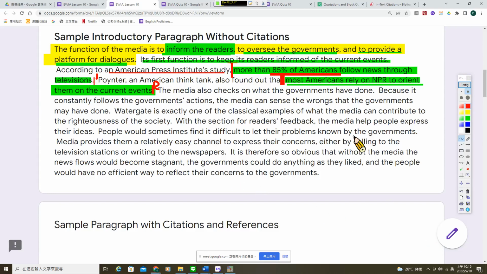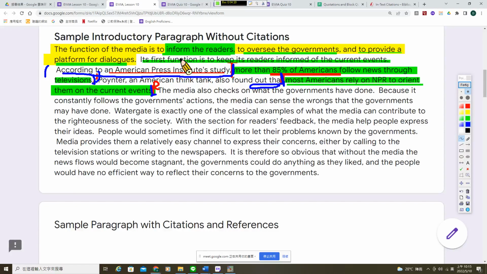And do you still remember that we need to mark the boundaries, right? So look here. The way of writing for these 2 is very clear. From this one to here, this is the beginning, and I mark the beginning here. More than 85% of Americans follow news through television. So this is the end. And Poynter, an American think tank, also found out that. So this is marking the beginning here. Most Americans rely on NPR to orient themselves to current events. Okay, so this is the ending.